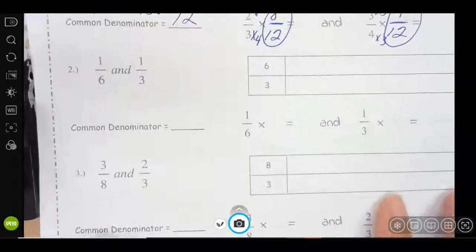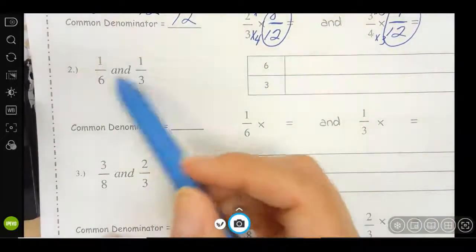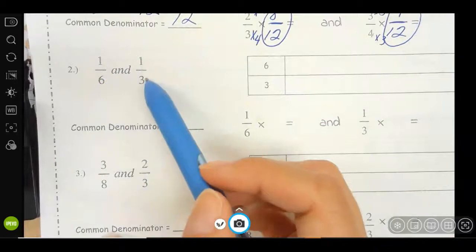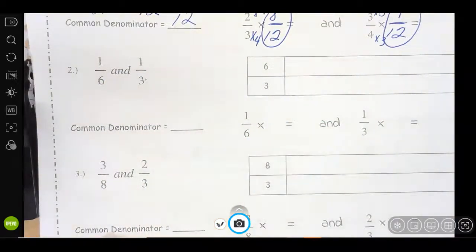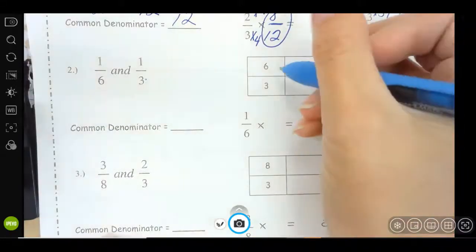Okay, let's do the second example. We're comparing these two fractions. We're comparing 1/6 and 1/3. We have to make a common denominator. So let's skip count by 6.